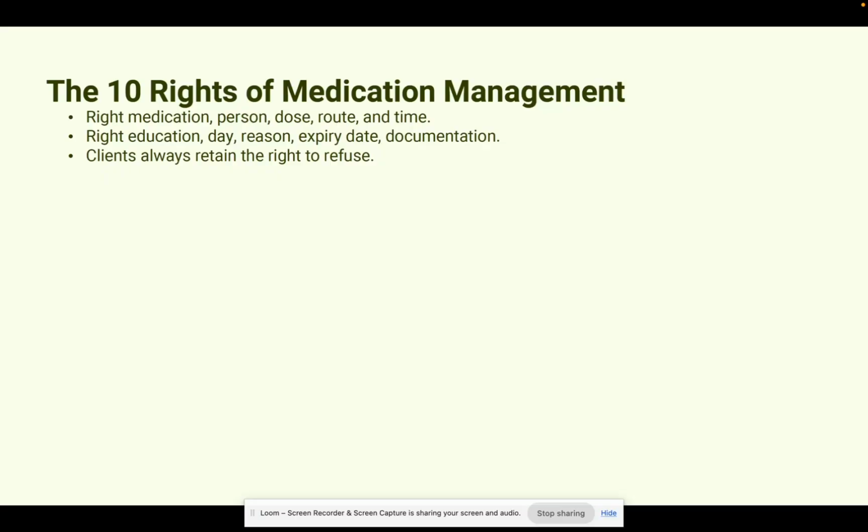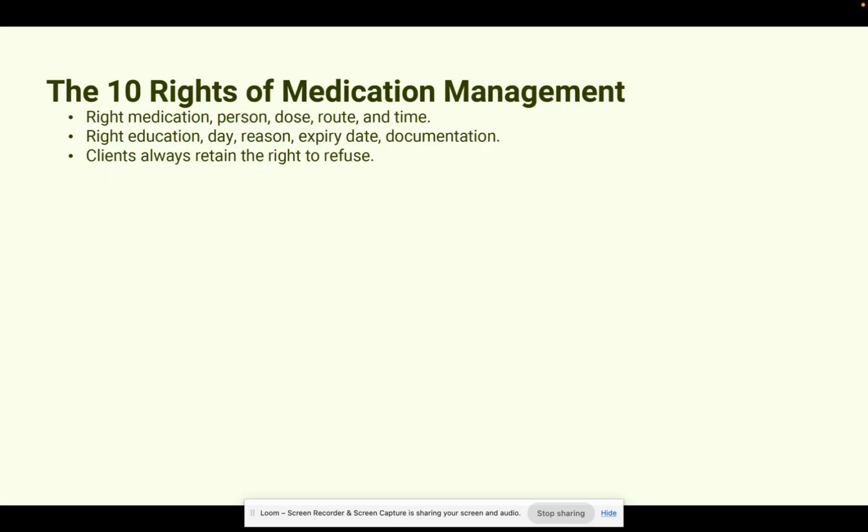And then making sure it's the correct route. If it's oral, it should always be oral. It's not a suppository, right? And of course, the right timing, right education, right day, right reason, right expiry date and right documentation. So make sure you document after assisting the client, that it's the correct date, it's not expired, it's the correct reason why the client is taking the medication, and of course educate the client. Like, Mr. Smith, I'm giving you this medication because this is for your pain. That's a simple example of education.